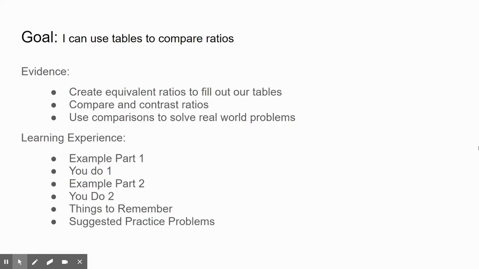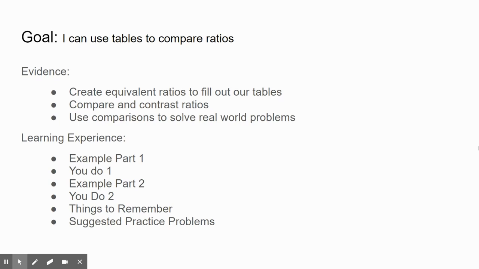In this video, we are going to be using tables to compare ratios. We're going to create equivalent ratios to fill out our tables. Watch the last video if you don't remember how to do that. I think it was example 2. We'll compare and contrast ratios: which ones are bigger, which ones are smaller, how do you compare them? And of course, we're going to use comparisons to solve real-world problems.